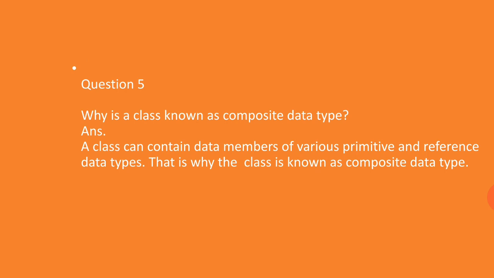Now question number 5. Why is a class known as the composite data type? A class contains data members of various primitive and reference data types. That is why the class is known as the composite data type. Composite means it's a combination of different types of data members. So that is the reason. I hope everybody has the clear idea now.